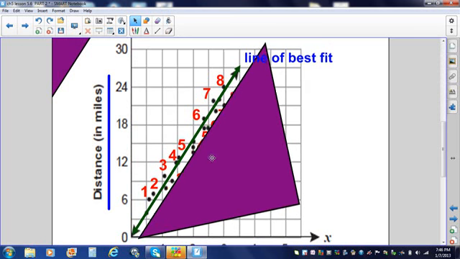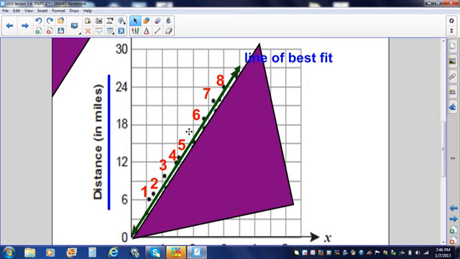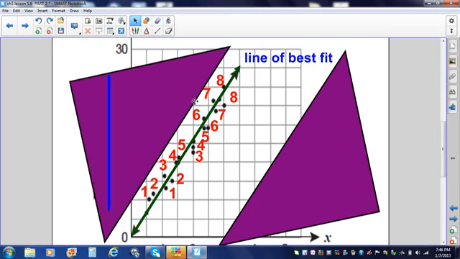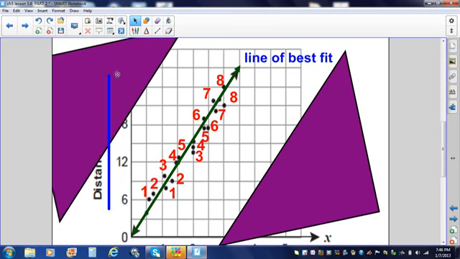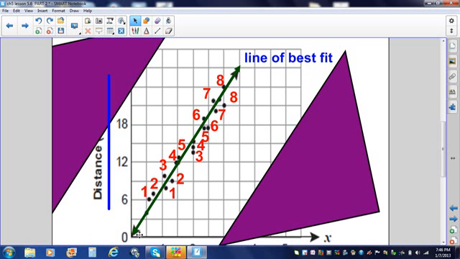Notice that if I cover up this part, I have 8 dots to the left of the line. If I cover up this part, notice that I have 8 dots or ordered pairs to the right of the line. So the line of best fit refers to a line on a scatter plot that has the same amount of dots above it as it does below. In this case, I have 8 dots above it. I have 8 dots below it. So the green line would be my line of best fit.